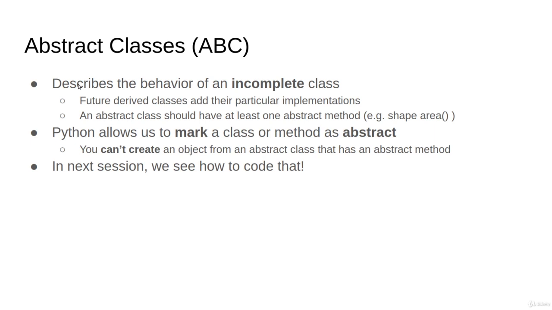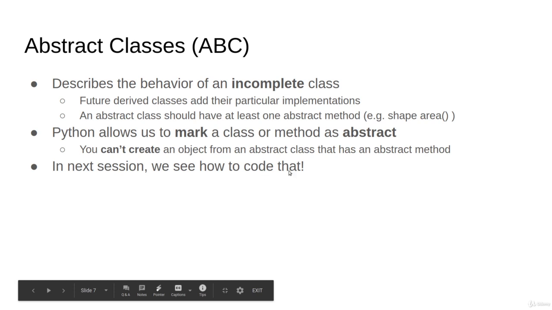So any moment that you depend on a specific implementation that must come from a child class, this is where the word abstract comes in, in a Pythonic context. Python allows us to mark a class or a method as abstract, so that we cannot create an object from an abstract class that has an abstract method. An abstract method is a method that the child class has to implement. An abstract class is a class that has some abstract methods that someone should implement. In the next session, we will start to administrate how to implement abstract classes.